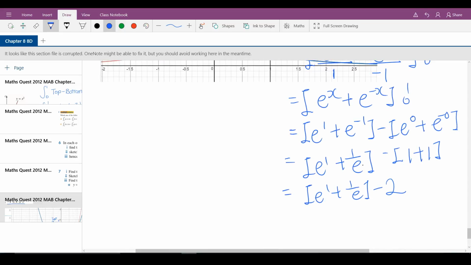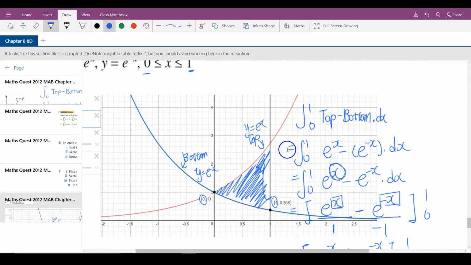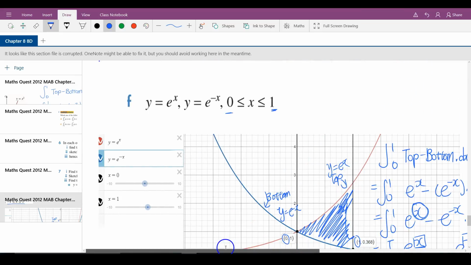Can I just leave it as this? I don't want to expand. I don't want to find the actual number because the unit is a unit number. So it's e plus 1 over e minus 2. Alright, so let's leave it as this. Lazy. Alright, if you want to find the actual number, you could. Okay, so that's it. That's easy. That's the answer for question F.